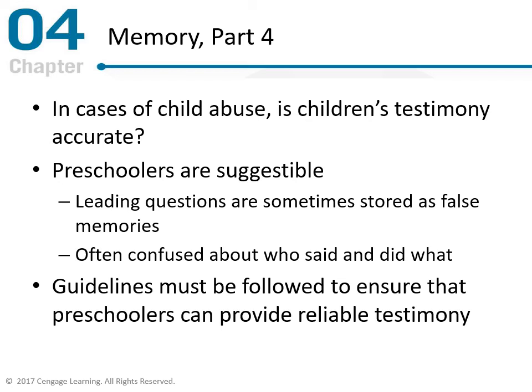And just remember, preschoolers are often confused about who said and did what. They get people confused, maybe about who did the action, or who exactly was the target of the action, because their brain is not developed enough to fully lay down these memories. They don't have the context of the environment, the experience to interpret it as a full memory. So we have to understand that and try to get the most accurate memory recall from these children. Guidelines must be followed to ensure that preschoolers can provide reliable testimony. So what are those guidelines? I'm going to go over those.